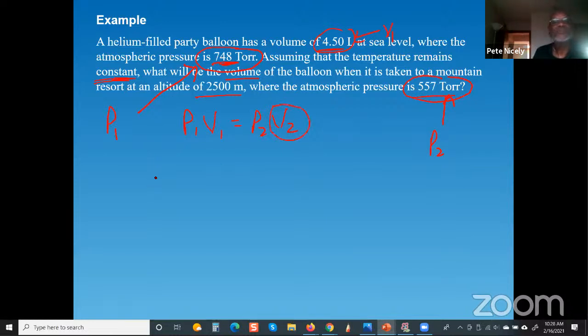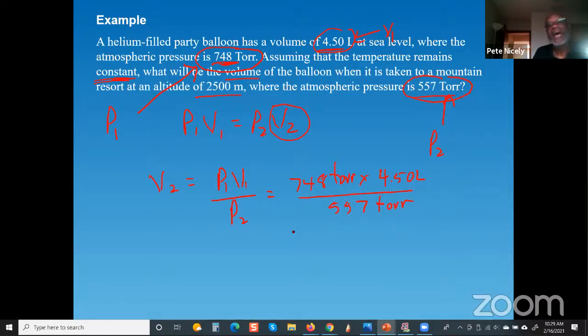So we can algebraically rearrange this equation to get V2 is equal to P1 V1 over P2. And then all we have to do is plug the numbers in. So P1 is 748 torr times V1, which is 4.50 liters, divided by P2, which is 557 torr.